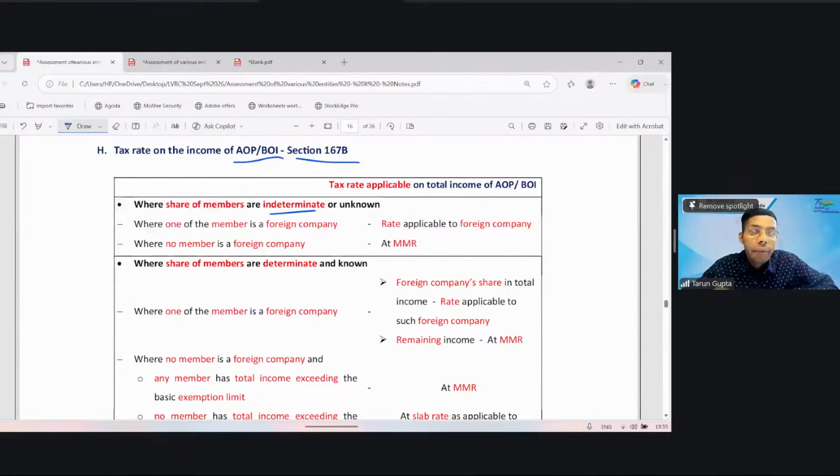So first you have to see whether the AOP has any member whose income is taxable at more than MMR. If yes, then the entire income of AOP shall be taxable at such rate. But if AOP does not have any such member, then the entire income of AOP shall be taxable at MMR. So if the share of members is indeterminate, the AOP is taxable at least at MMR.